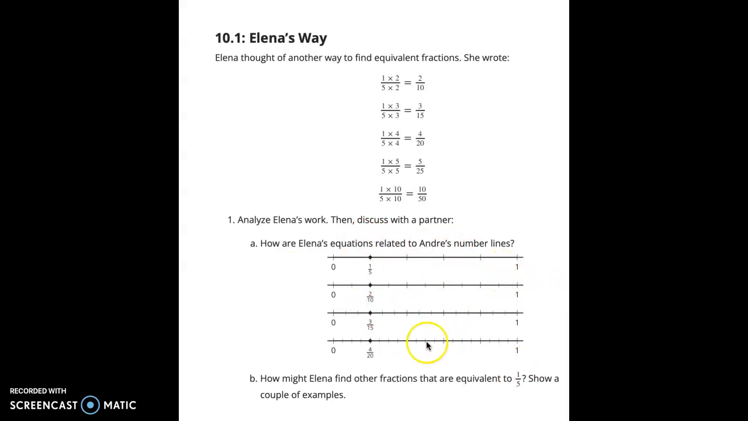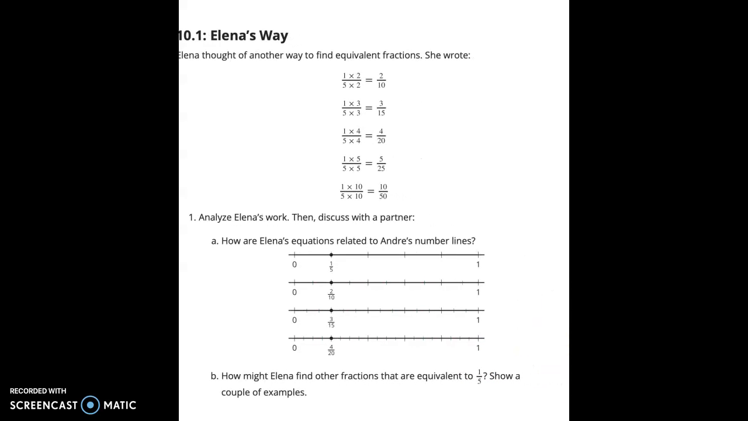So anyways, we could look at these number lines and use them to help us find equivalent fractions also. But like I said, it's a little time consuming, so we're trying to find a more efficient way. So we were down here talking about how Elena might find other fractions that are equivalent to 1/5. You could do the multiplication, like I said, times 6 or times 7, times 8, times 9. She already did 10, 11, 12, 100. So you would try to find a couple of other ways that you could find equivalent fractions.